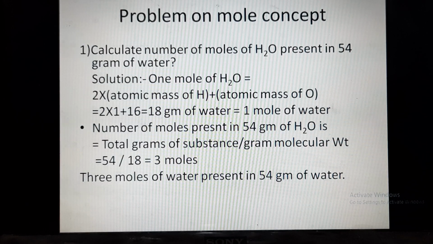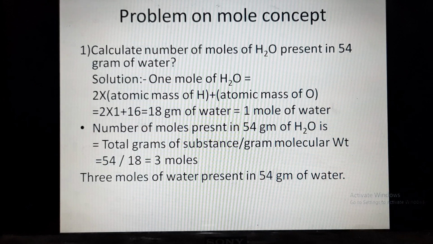So the number of moles of water present in 54 gram of water is calculated by the following method: number of grams of substance divided by the gram molecular weight of that substance. There is 54 gram of substance given, divided by 18 gram, because 18 gram is 1 mole of water. As we divide 54 by 18, we get 3 mole, that is 3 moles of water present in 54 gram of water.